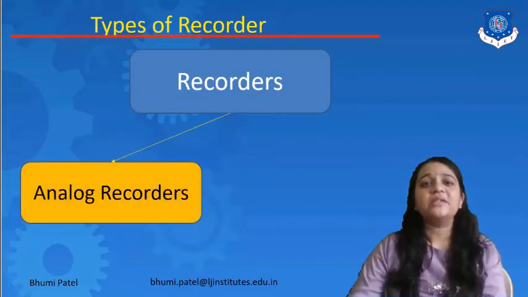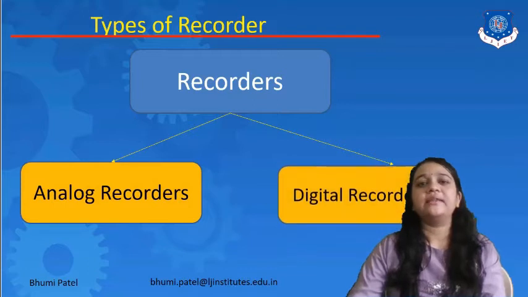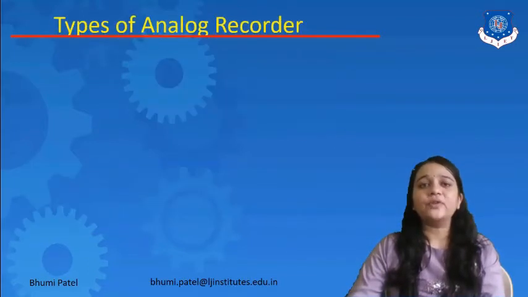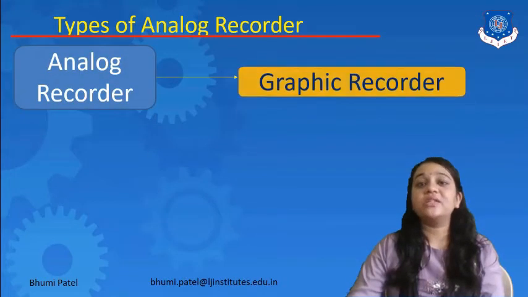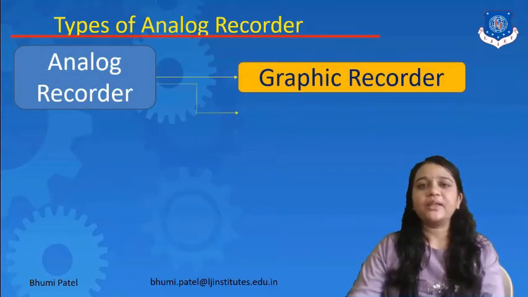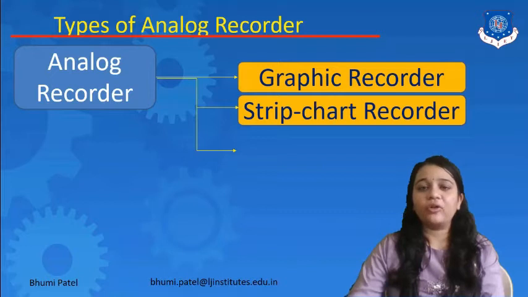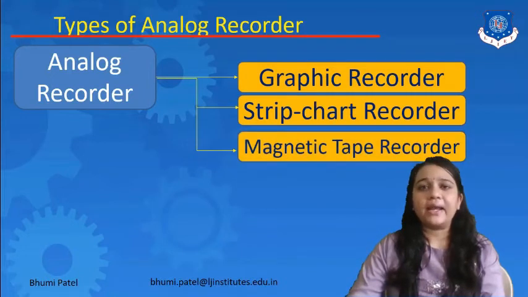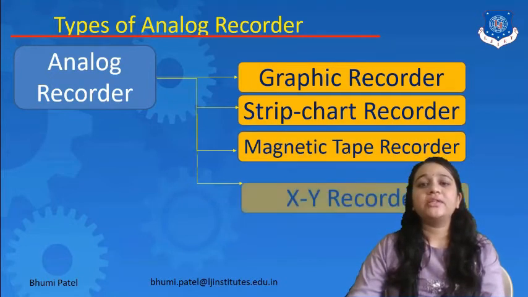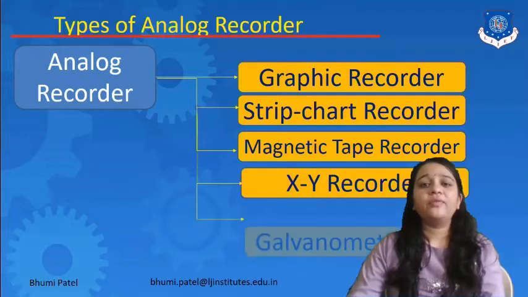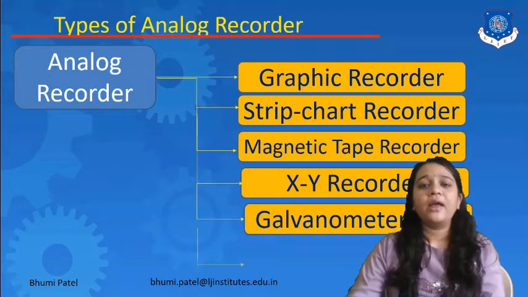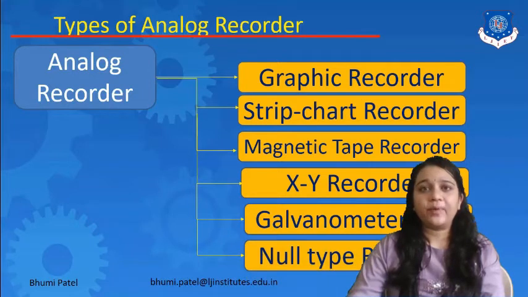Now there are different types of recorder used in instrumentation. The first type is the analog recorder and the second type is the digital recorder. There are different types of analog recorders. The first one is the graphic recorder, the second is the strip chart recorder, the third is the magnetic tape recorder, the fourth is the XY recorder, the fifth is the galvanometer recorder, and the last one is the null type recorder. Depending upon the application, we can use a different type of analog recorder.